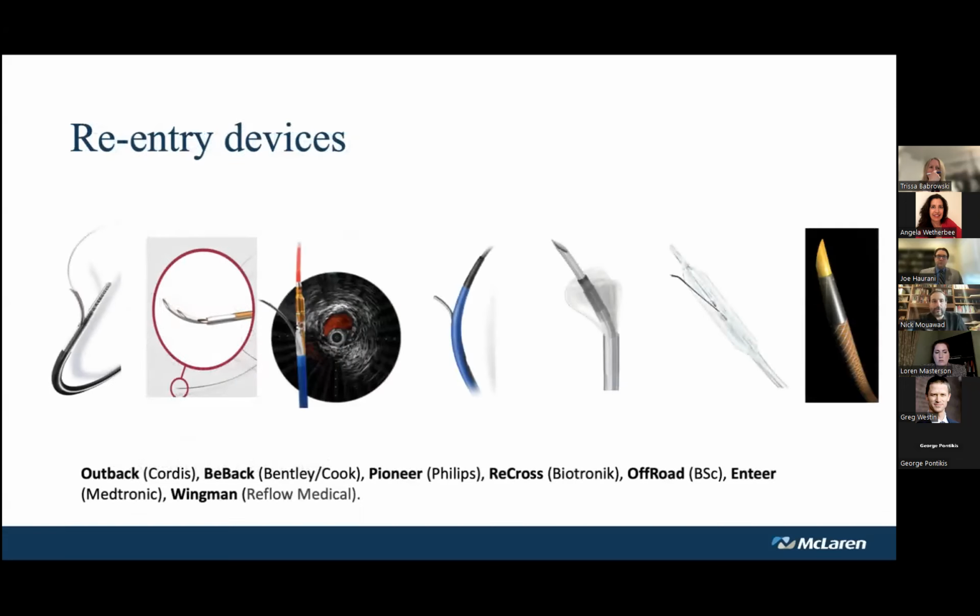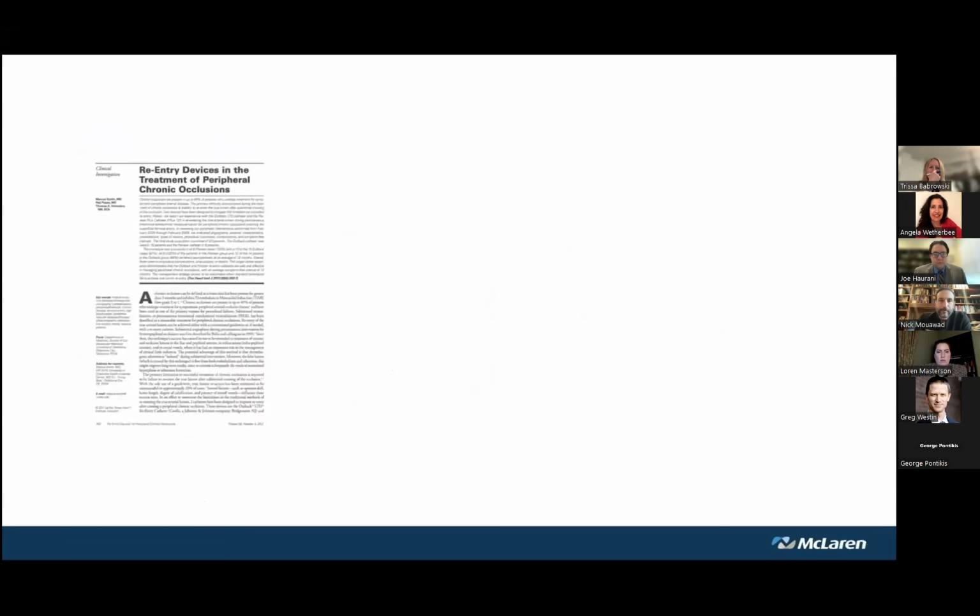So here are a variety of reentry catheters, from screen left to screen right. Outback, the B-back, that Cook got the distribution for from Bentley, Pioneer, which is IVUS-based, Recross, et cetera. I tend to use mostly IVUS-based reentry catheters because I'm very comfortable with IVUS, and it is part of my regular practice for managing patients with peripheral arterial disease.